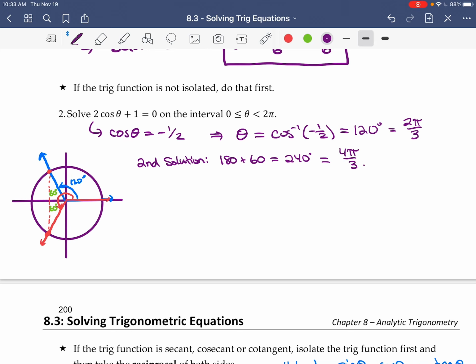And those are going to be the only two solutions in the interval from 0 to 2 pi, because that's one full rotation. And these are the only 2 points with x-coordinate negative 1/2. So here the y-coordinate would be √3/2, and down here it would be negative √3/2. So those are the only 2 points on the circle where the x-coordinate is negative 1/2. So our solutions in our interval are 2 pi by 3 and 4 pi by 3.